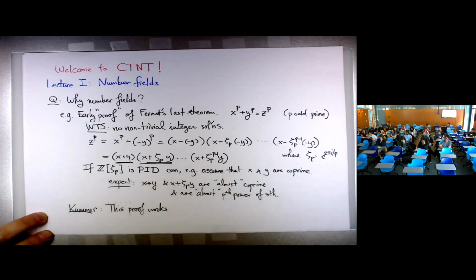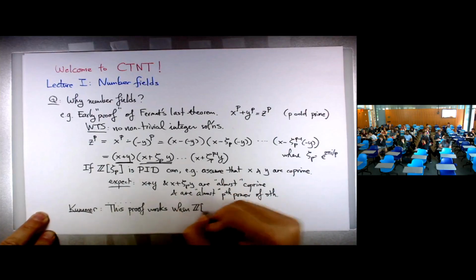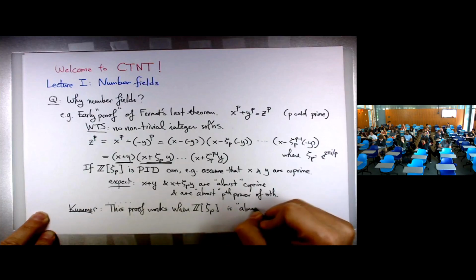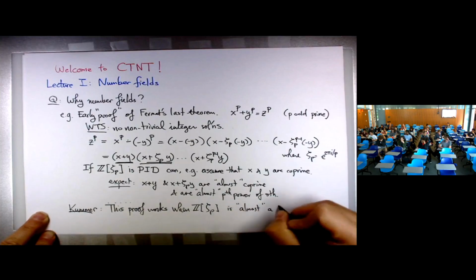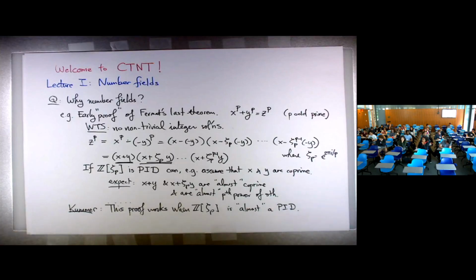Not only is this Z adjoin zeta a PID, but also when this ring is, let me say, almost a PID. I'll come back to this later to talk about what the real condition is. So that, I guess, triggered the study of algebraic number theory and algebraic number fields.